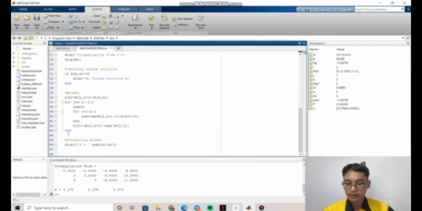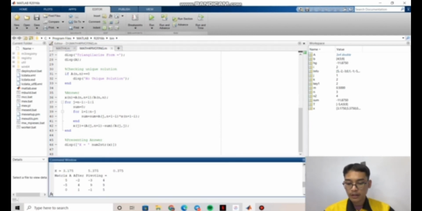So we can see here, this is the matrix that we get after we do the pivoting. You can see that negative 5 was below, but it has moved to the upper side. It was in the third row, and it goes to the second row. It will swap row 1 and row 2 with row 3.